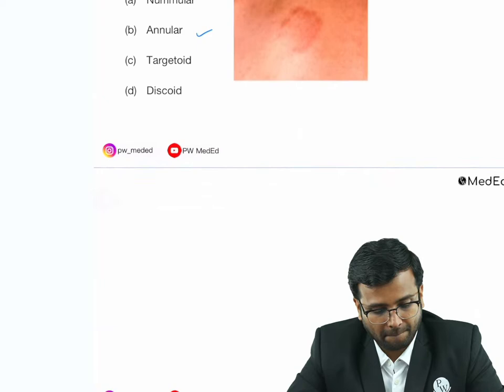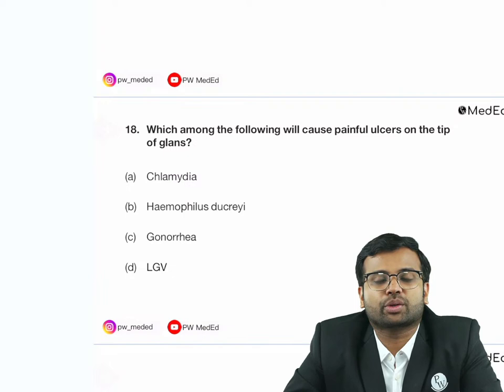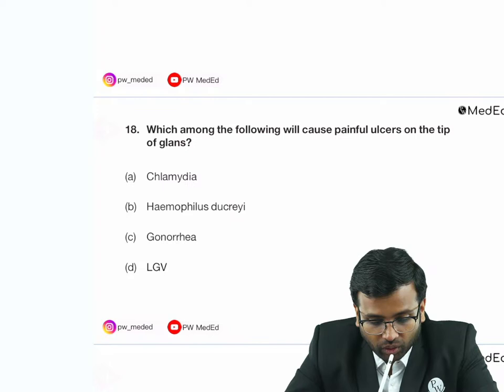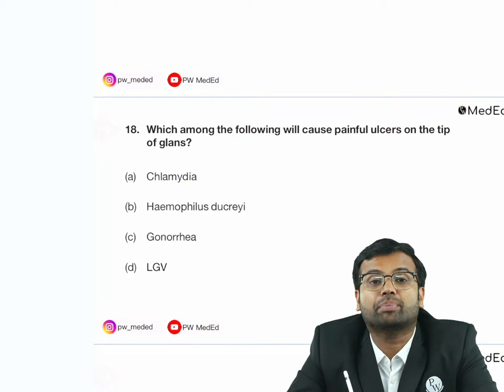Now once again, there is another question about genital ulcer disease. So it is a repeat question every time. So which among the following will cause painful ulcers on the tip of the glans? So which of the following will cause painful ulcers?